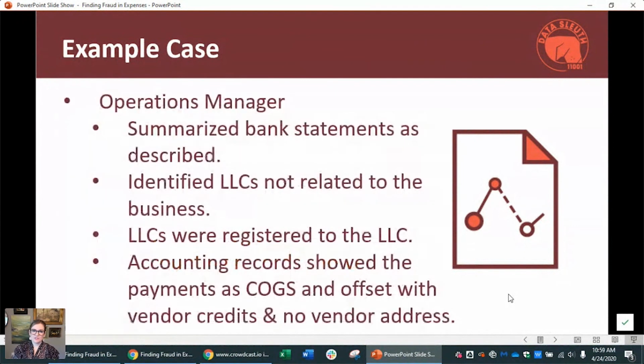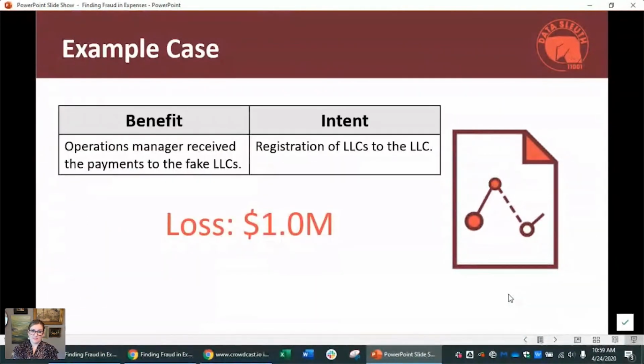I also had an operations manager, and once again, by using that bank statement process, we identified LLCs that were not related to the business. And whenever we looked on the Secretary of State, those LLCs were actually registered to the LLC itself, which helped kind of give that intent piece some legs. And the operations manager received those payments.